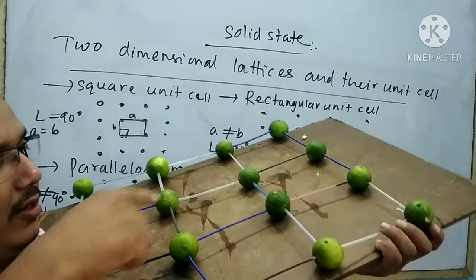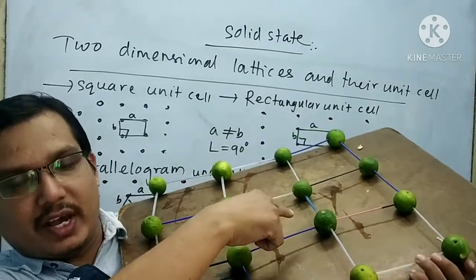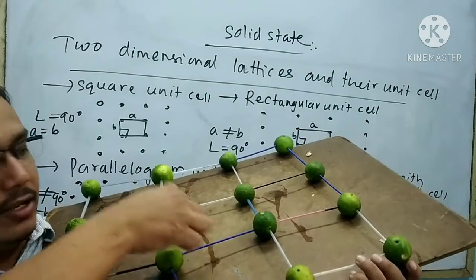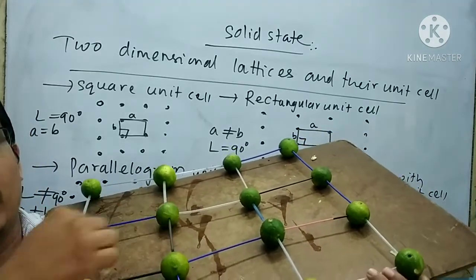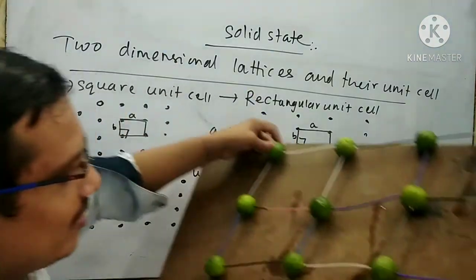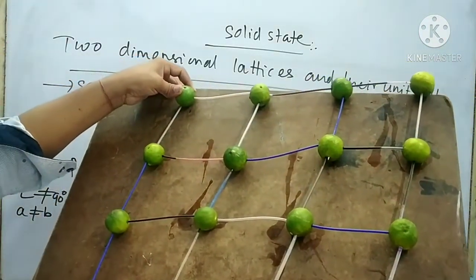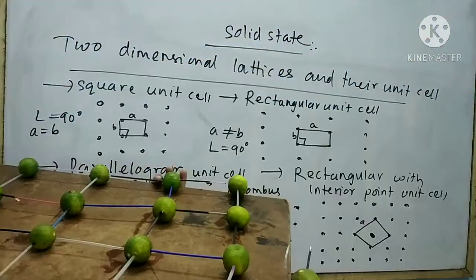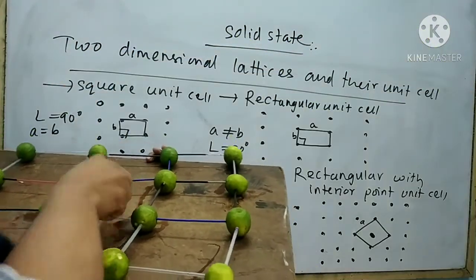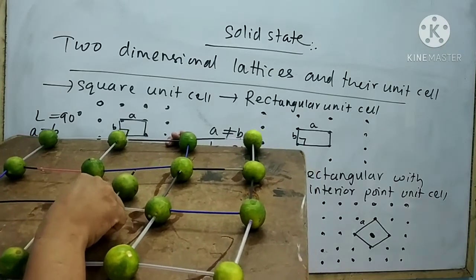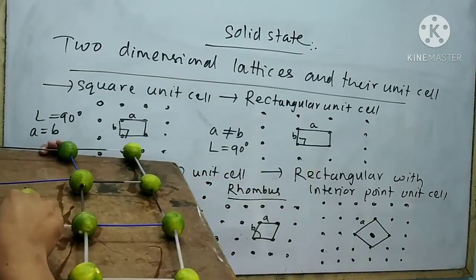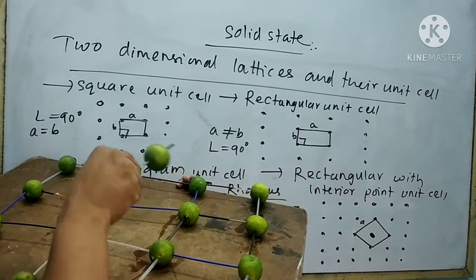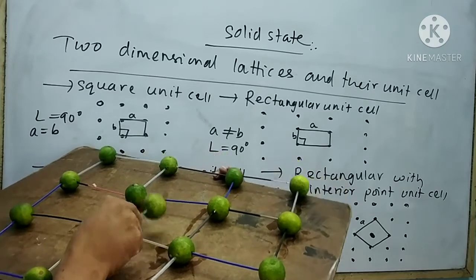Look at that, this is your square unit cell. Because this looks like a square, your A equal to B and the angle equal to 90 degrees. This is your rhombus type unit cell. You can form the rhombus type of unit cell like this. Look at that. Suppose one constituent particle is present, then it can form the rectangular with the interior point unit cell. You can also think about the other types of unit cell like this.